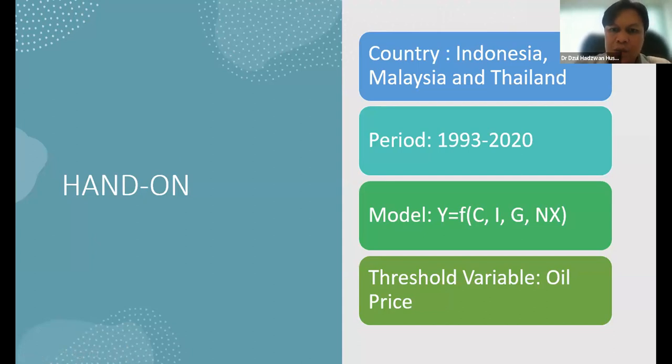Okay, so we want to know how the regressors, the factors of CIG and XX, influence GDP when, let's say, the oil price is high or when the price is low.